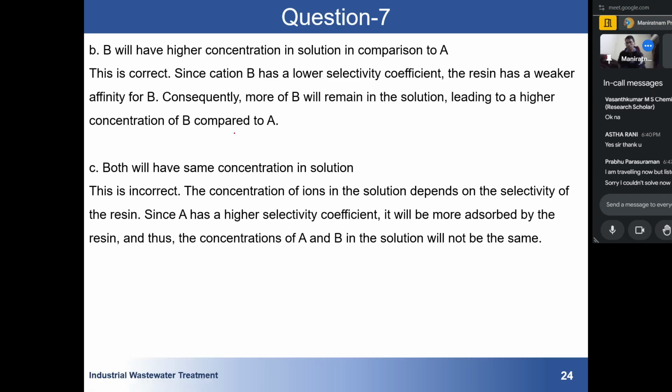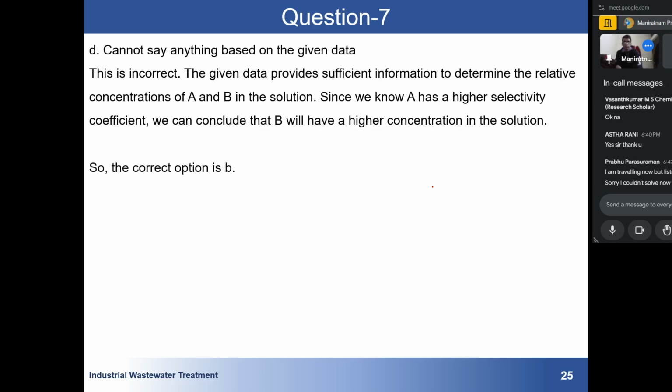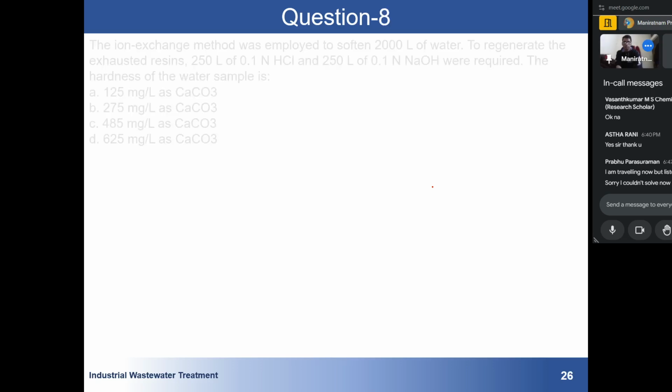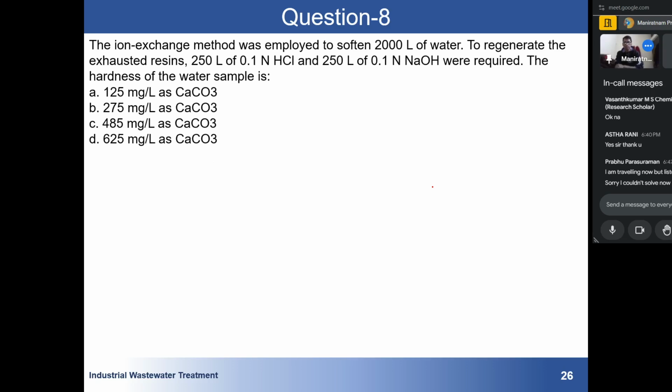Both will have equal concentration. This is incorrect because the concentration of the ions depends upon the selectivity of the resin. I hope I have explained it and you are able to understand it. This option D is incorrect.